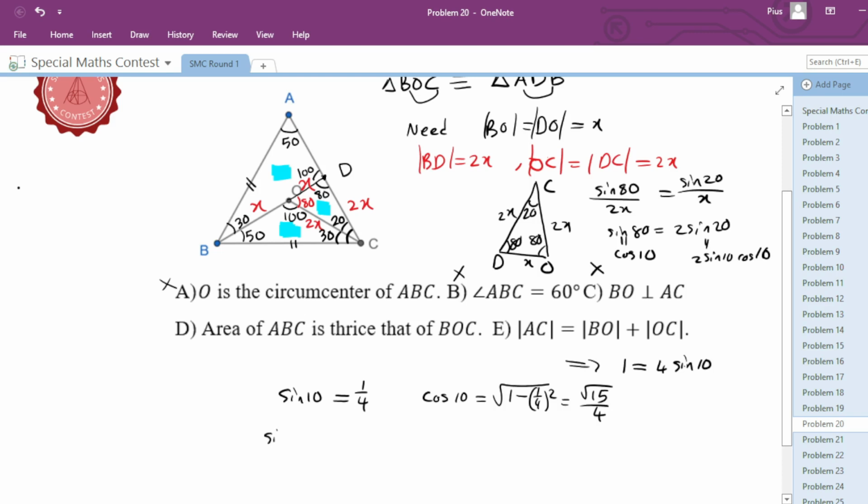And then sine 20, which is 2 sine 10 cos 10 by the double angle formula, gives root 15 over 8. And then cos 20, we can use 1 minus 2 sine squared 10. If we use this, we get 1 minus 1 over 2 over 16, so we get 7 over 8.